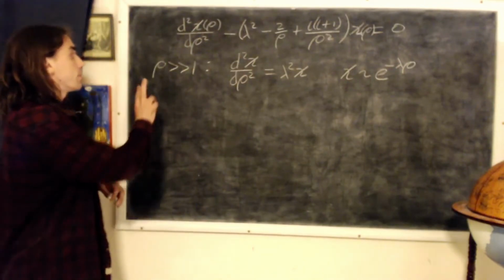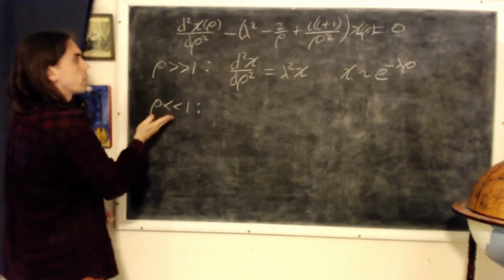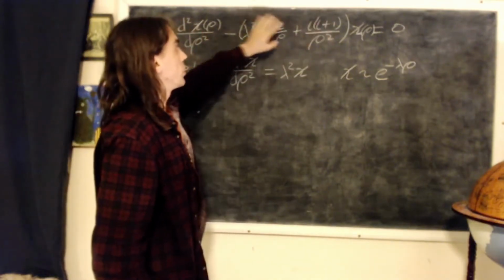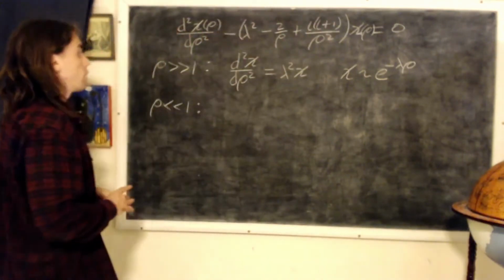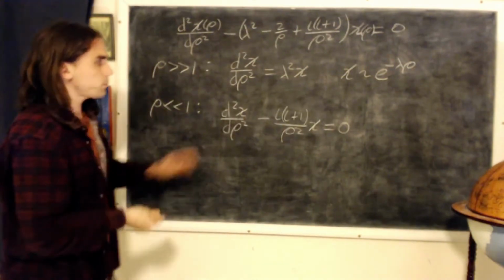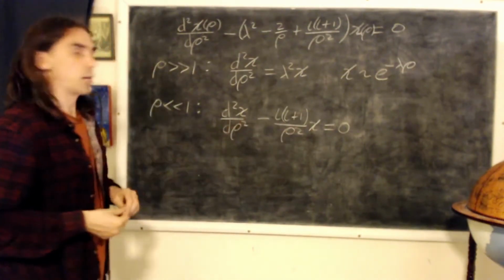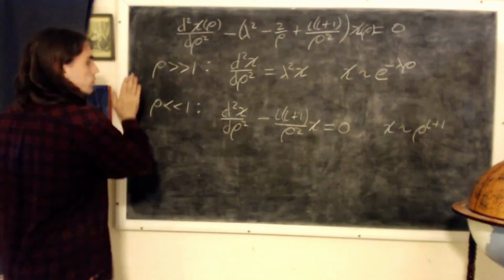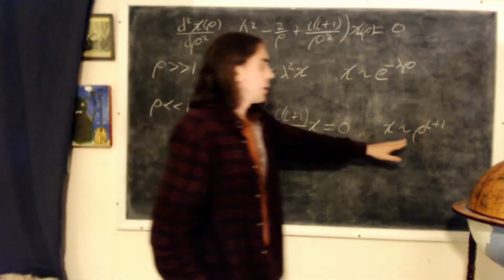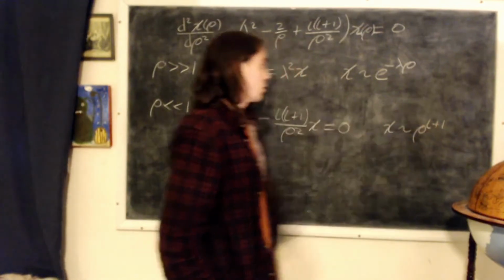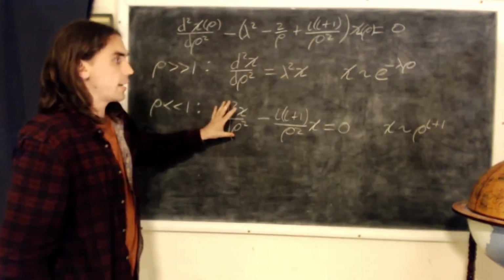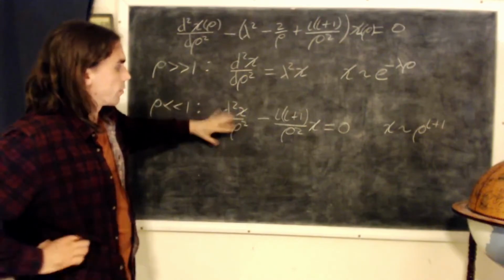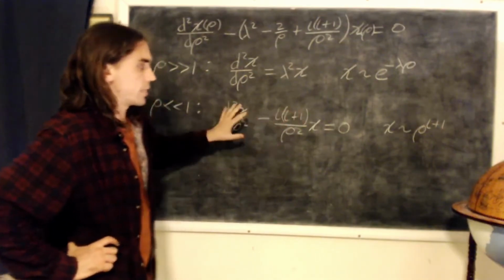In the other limit, rho is much smaller than 1. This term becomes significantly more important than this one or this one, and so our equation reduces to the following form, and you can check by substituting that this form will solve it. Chi is a polynomial, it goes as rho to the l plus 1. Substituting it into here, you bring down l plus 1 and l, and you get chi over rho squared, and that cancels with this term.